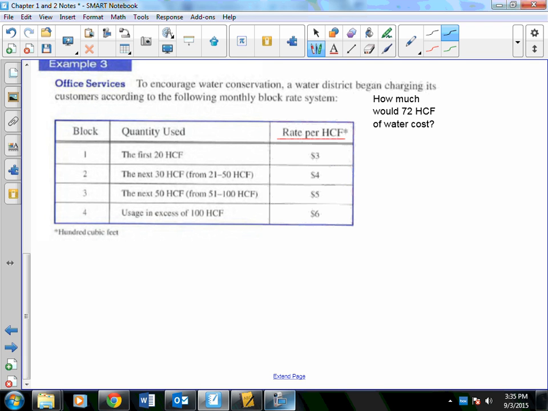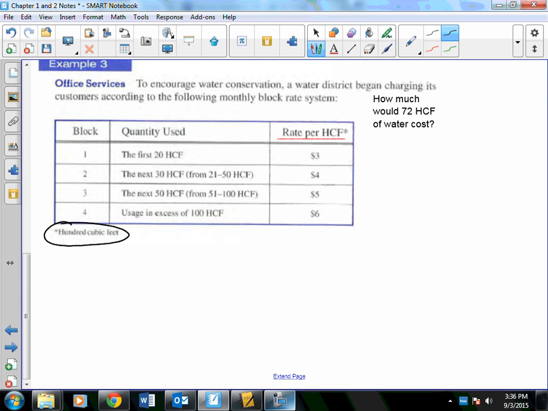To encourage water conservation, a water district began charging its customers according to the following monthly block rate system. If you read this table carefully, it says for the first 20 HCF, and if you read in the bottom left, HCF stands for hundreds of cubic feet. For the first 20 HCF, it's $3 per HCF. For the next 30 after that, so between 21 and 50 HCF, it's $4 for each 100 cubic feet. And then after that, in that third block, it costs $5 for each extra hundreds of cubic feet. And I want to know how much 72 HCF would cost.